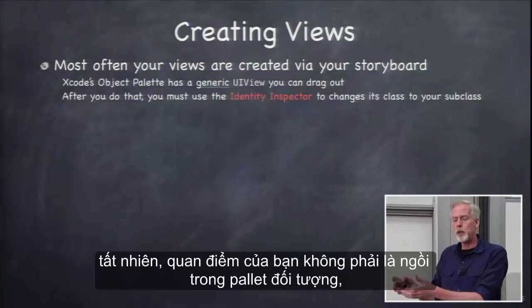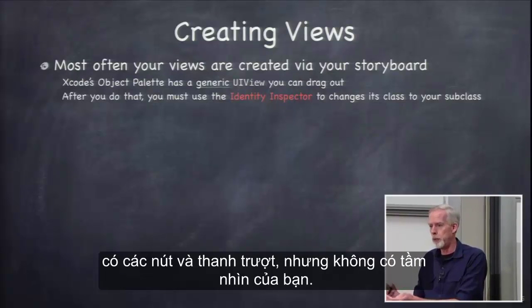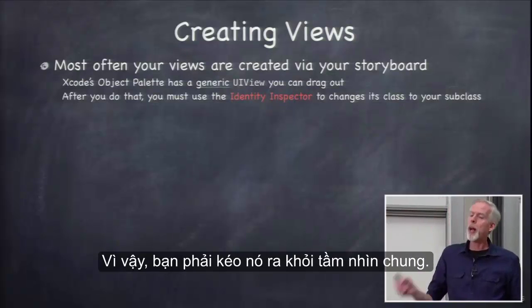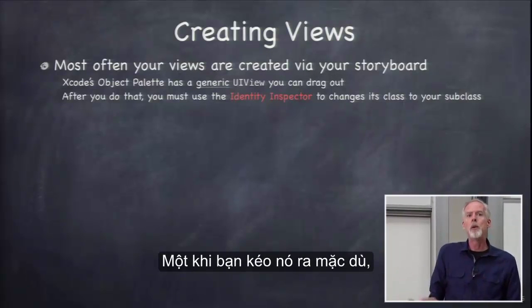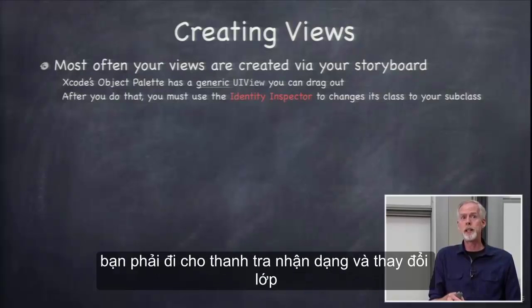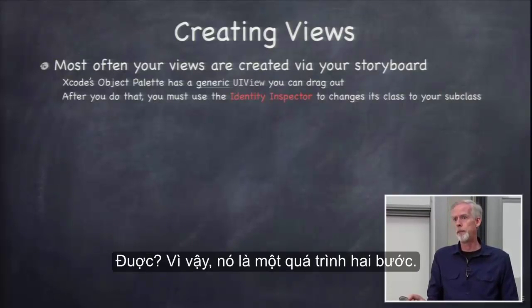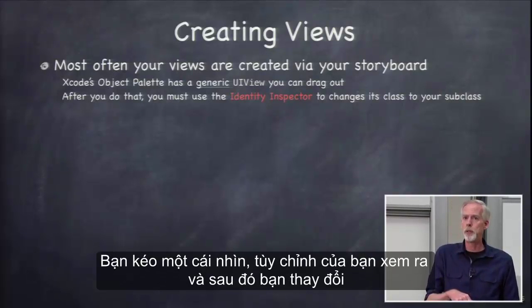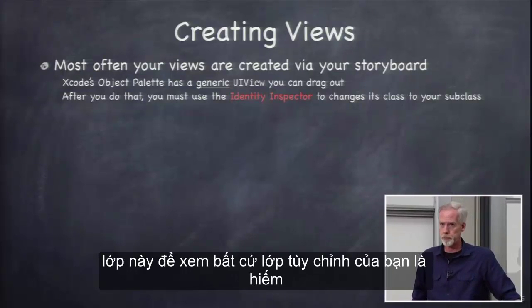But of course, your views aren't sitting in the object palette. There's buttons and sliders, but there's no "your view." So you have to drag out a generic view. It's kind of at the bottom of the palette. You just drag it out. Once you drag it out, though, you have to go to the identity inspector and change the class of that view you dragged out so that it's your class. Okay? So it's a two-step process. You drag your custom view out, then you change this class to be whatever your custom class is.